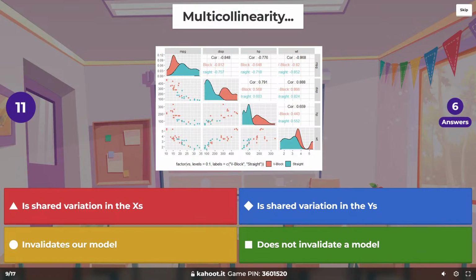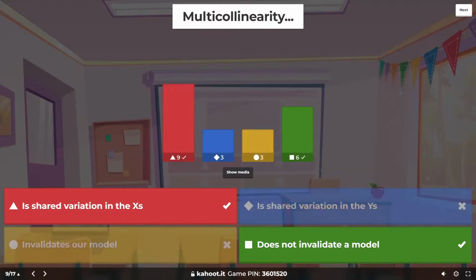Multicollinearity. A lot of things to say about multicollinearity that we've been talking about. It's going to impact the standard errors. It's high correlation among the x's. And right here, you can see it does not invalidate the model. It's shared variation among the x's. It has nothing to do with the y's, and doesn't impact the predictive power of the model.